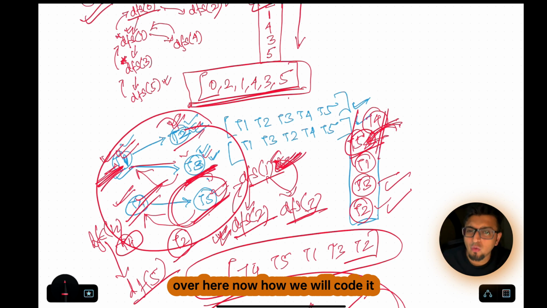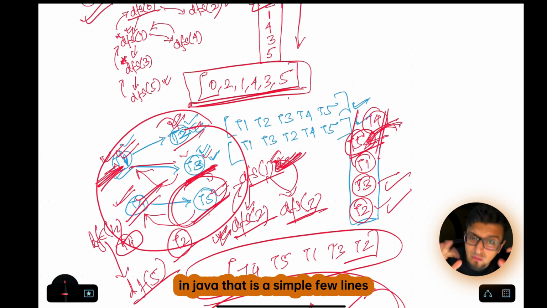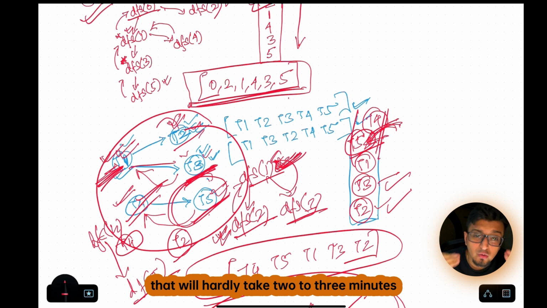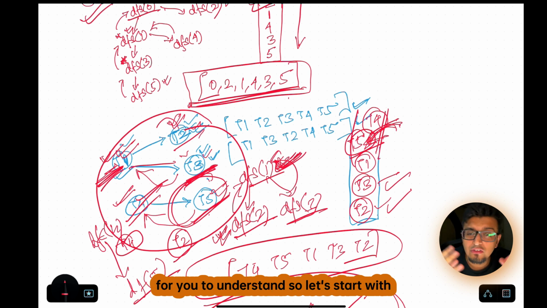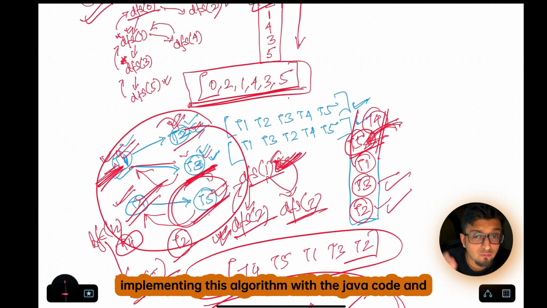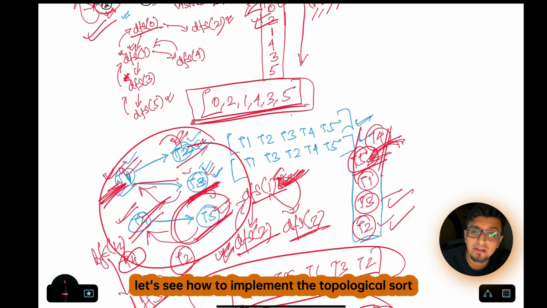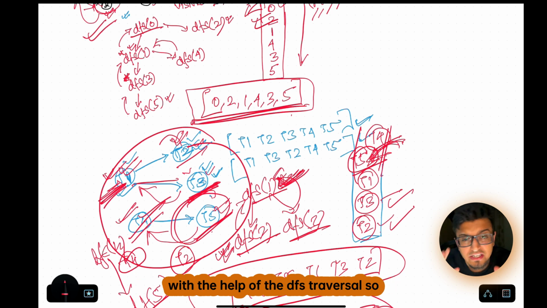Now, how will we code it in Java? That is a simple few lines of code that will hardly take 2 to 3 minutes for you to understand. So let's start implementing this algorithm in Java code, and let's see how to implement the topological sort with the help of the DFS traversal.